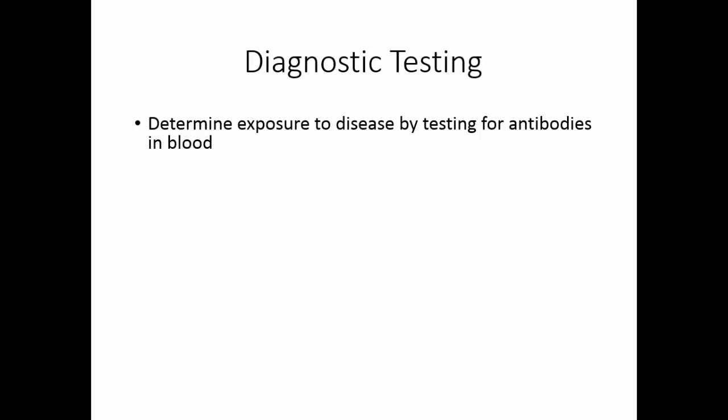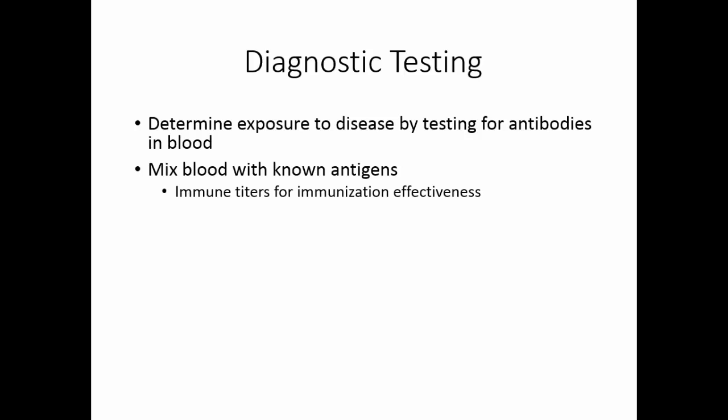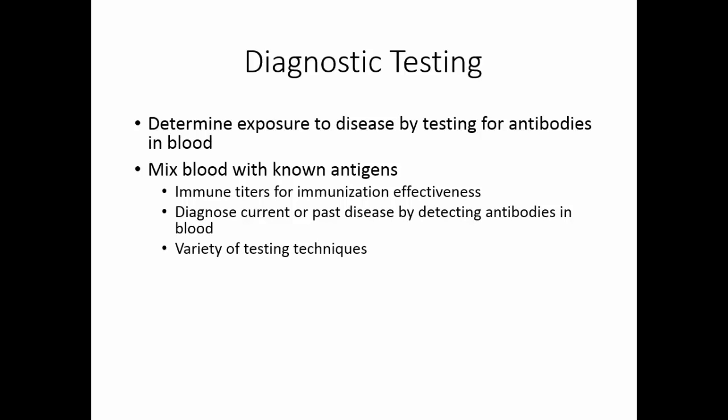We can use antigen-antibody reactions in diagnostic testing. We can determine if someone has been exposed to a disease by testing for antibodies in the blood. Basically, any of these tests require us to mix the patient's blood with known antigens to see if we get any kind of reaction. We can use this to determine if an immunization has been effective. We look for the titer of the antibody, or the level of the antibody, to make sure it's high enough to be protective. We can use this to diagnose current or past diseases by seeing if antibodies are in the patient's blood. There are a variety of testing techniques.